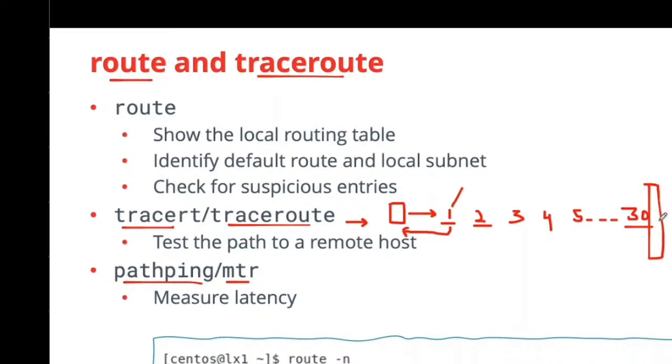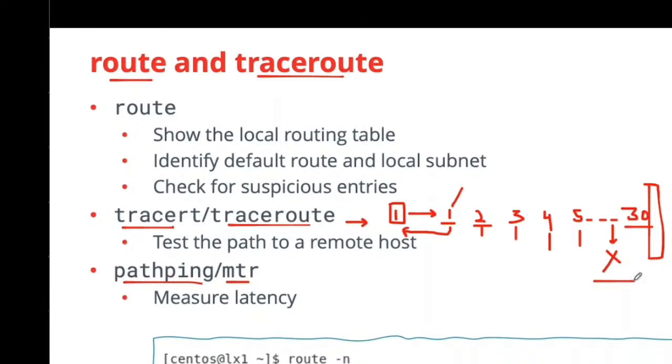TTL value 1, ICMP TTL exceeded error will be generated from this IP address. Second, this will generate the same error, and this will also generate the same error, and so on, until the specific IP address is reached or found. In that manner, you will come to know the exact path between your machine and the XYZ server. Got it?